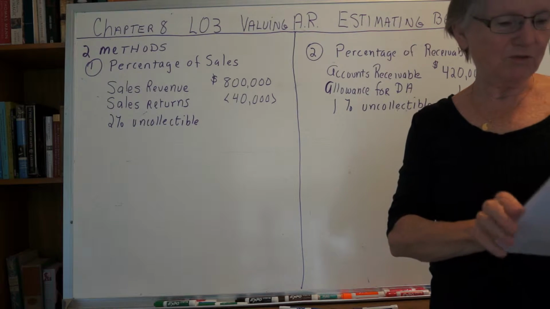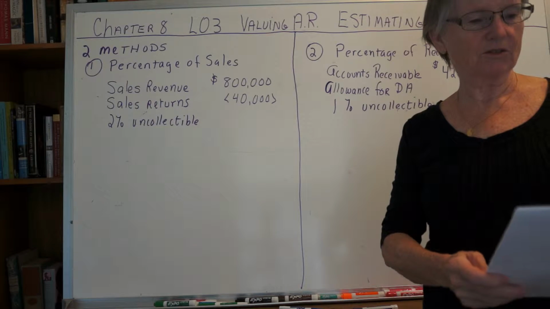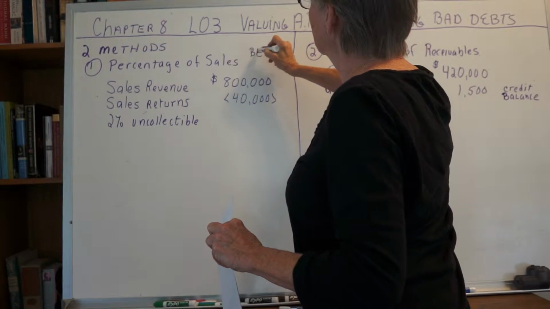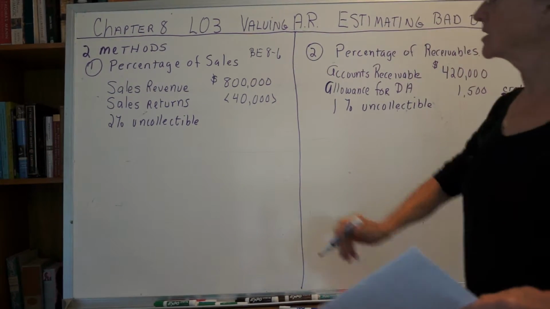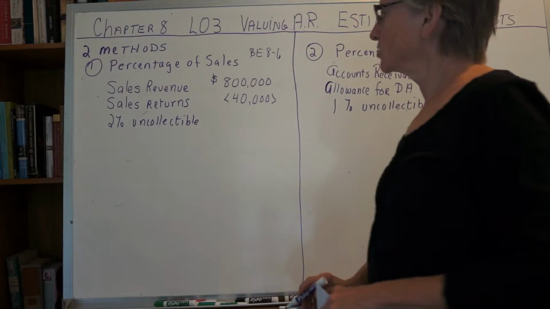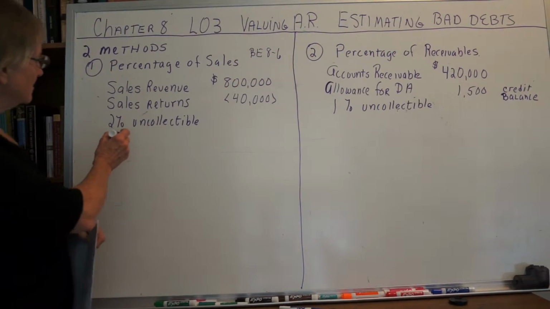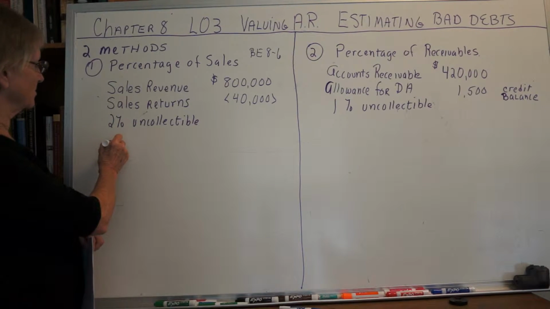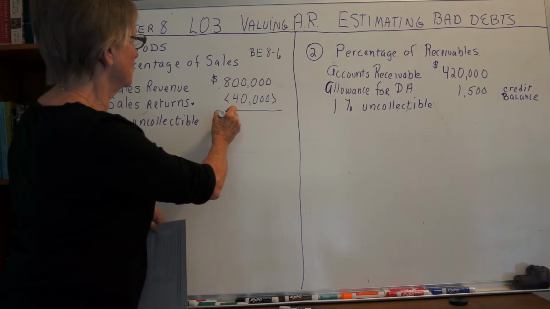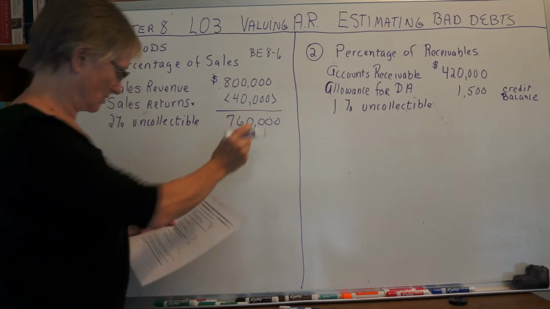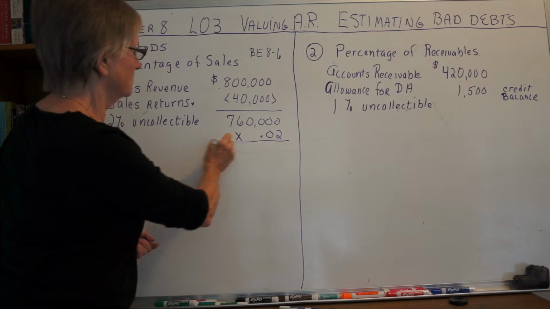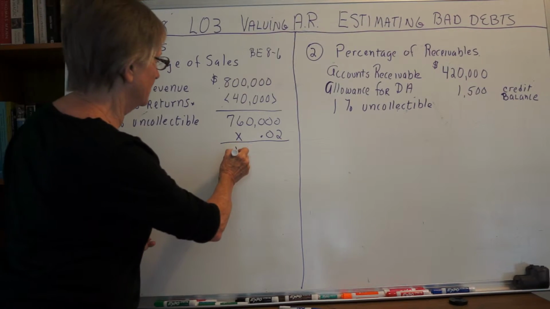Okay, so what I'm going to do is use brief exercise 8.6 to show how the percentage of sales method works. It tells you you have sales returns, and that 2% of your net credit sales are going to be uncollectible. So your first step is to figure out what your net credit sales are. To get that, you're going to go the 800 sales less the sales returns and allowances. So you're going to come out with 760,000 of your net credit sales. If 2% of that is going to be uncollectible, simply go times 2%, and that gives you a number of 15,200.